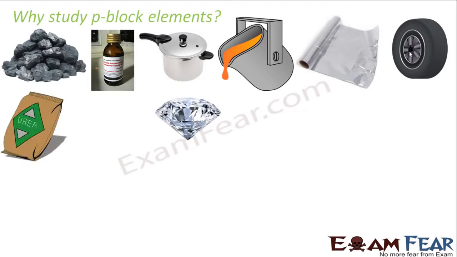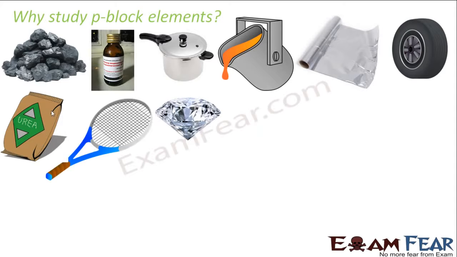We'll talk about that. Urea is a fertilizer, and this feeds a lot of people. It is a reason why we have so much food, because this helps to increase the output of wheat, rice, and vegetables. This is also made from p-block elements. If you see the racket which we use to play tennis, these wires have to be hard. So here also p-block elements are used to make these wires hard.